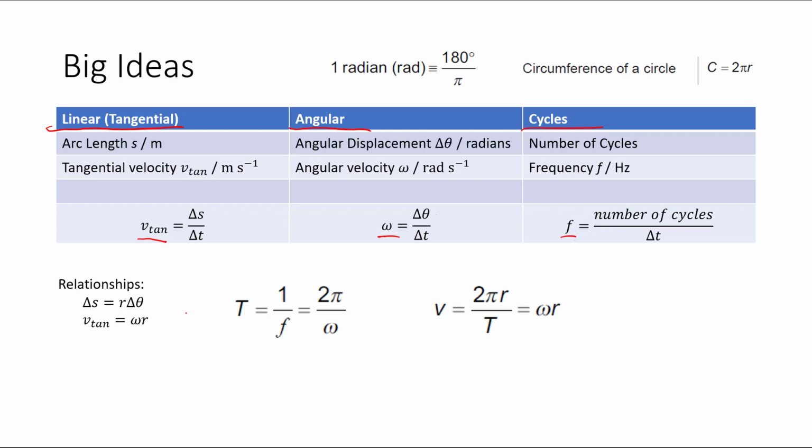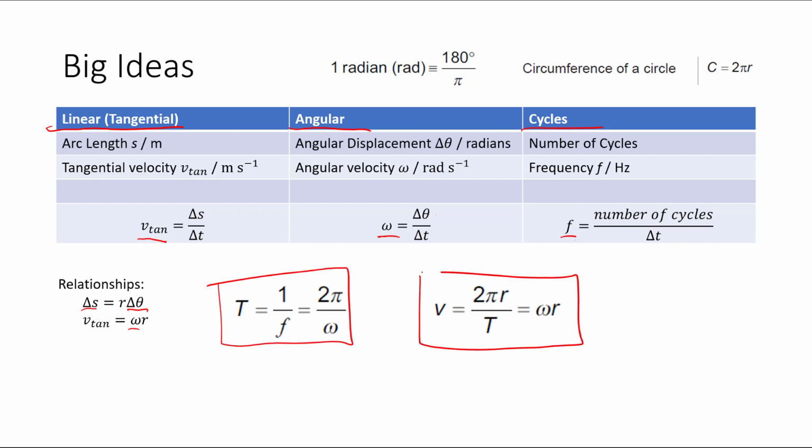And then we have relationships between our different variables. To convert from an angular version of a variable to a tangential version, we just multiply by r. And also we can convert to our cycle version by multiplying or dividing by 2 pi or just using these equations.